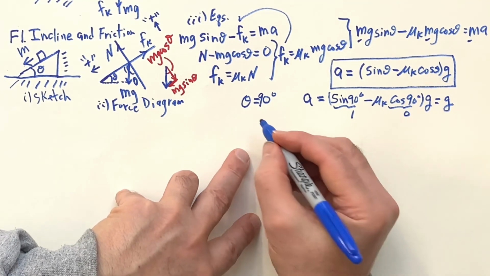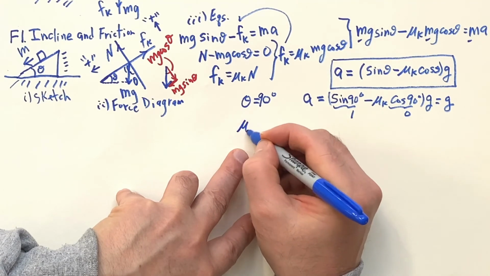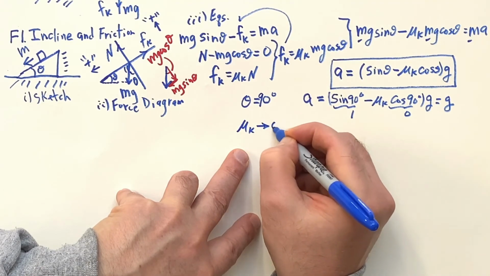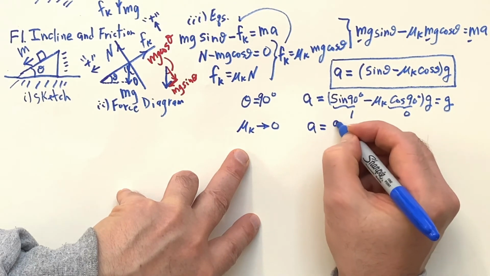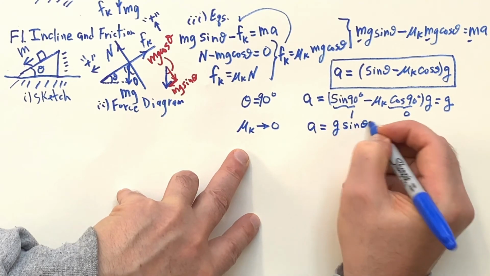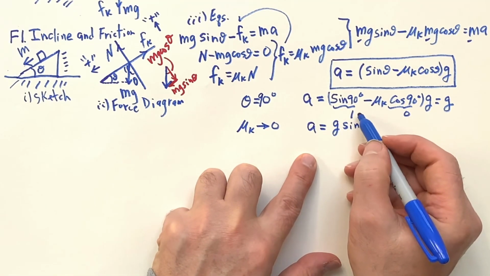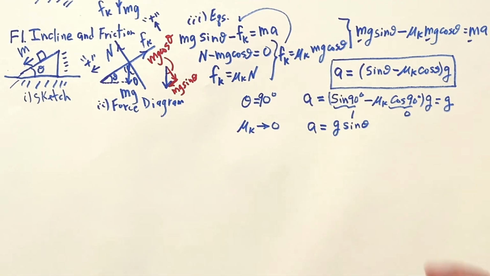Now, another check we can make real quick is if there's no friction. If there's no friction, do we get the answer we got before? Well, we do, because if there's no friction, you get g sine theta. And that's what we got in the other chapter when we did the case of sliding without friction.